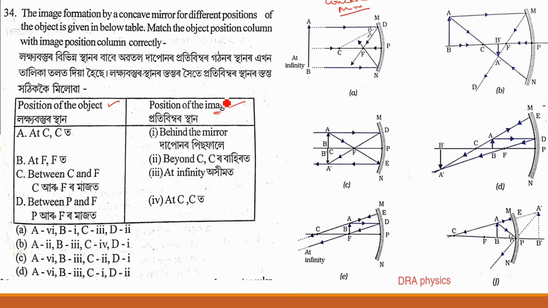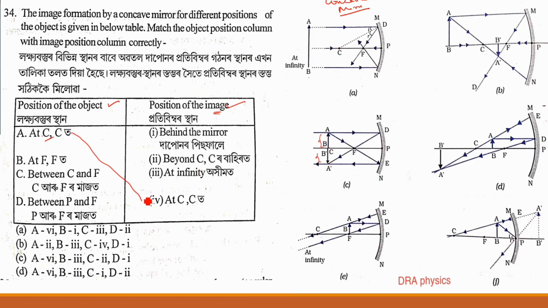At C. Okay, the position of the object is C. When the position of the object, AB, is at C, the image is formed at C. That means the image is formed at the center of curvature. So at C, the image will be at C.